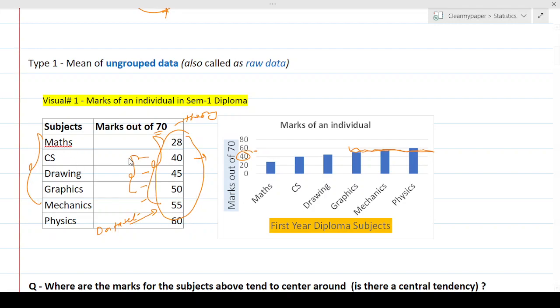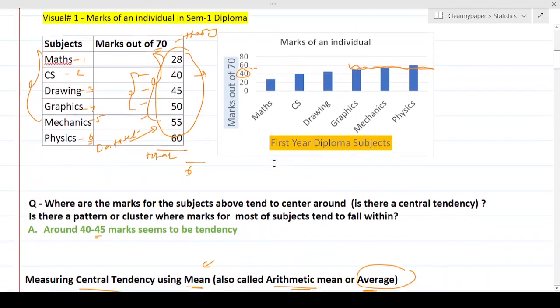So if you see here subjects, we have 1, 2, 3, 4, 5, and 6. So add this, whatever is the total, we divide by 6, and whatever value we get, that is nothing but mean. And I'll come to this concept of what is ungrouped data in a minute, hopefully towards the end of this video. Just hold on for that. But that's called as mean, or arithmetic mean.